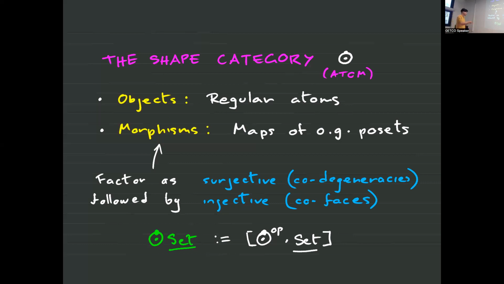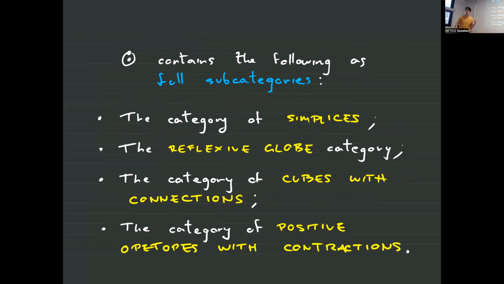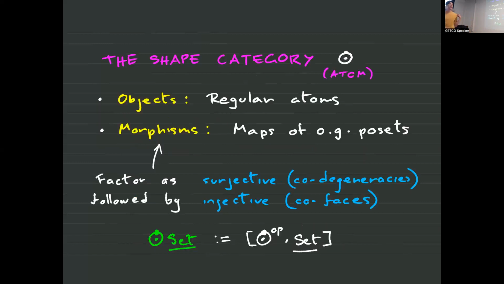And then our model of a directed cell complex is going to belong to the category of presheaves over this shape category. The idea is that it's a kind of space modeled on these shapes. The atoms are always round.